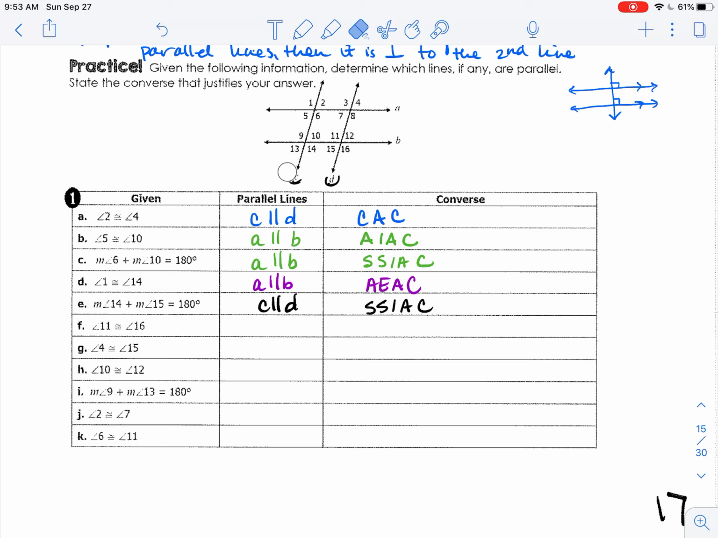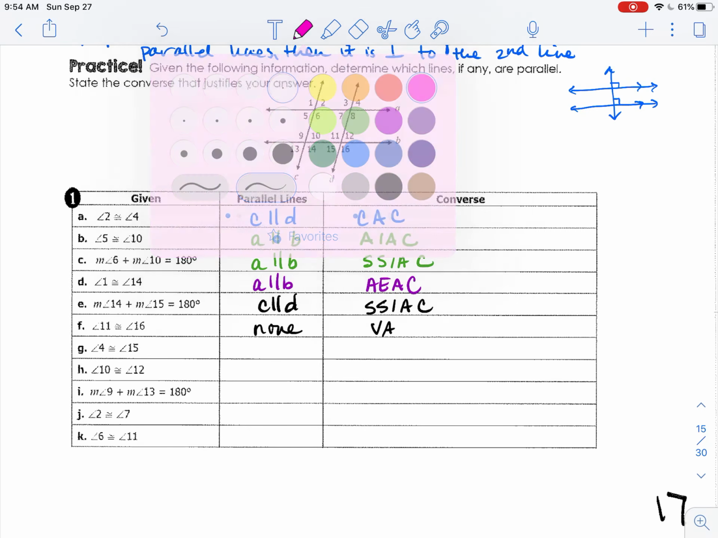The next example, 11 and 16. All right, let's take a look. 11 is right here, is congruent to angle 16. Well, we know that these are congruent because they're vertical angles, but they don't prove any lines are parallel because they're in the same grouping. So we can just say that these are congruent because they're vertical, but they're not proving any lines are parallel.